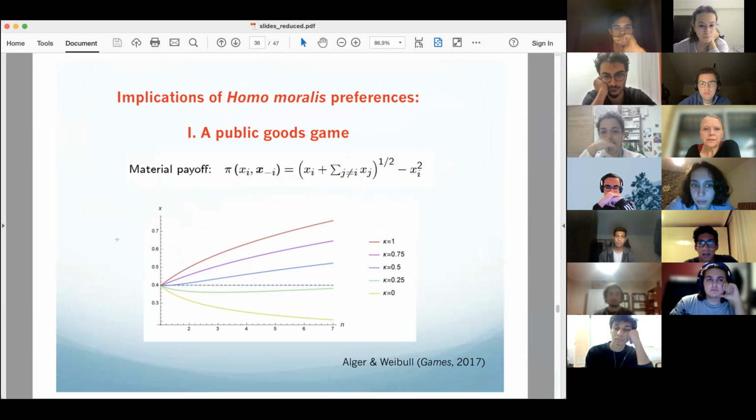One thing we look at is the public goods game. Here it turns out that homo moralis and altruistic preferences have the exact same behavioral implications, so the equilibrium contributions are the same. We see that for homo economicus, the contribution is declining in the size of the group, but for high levels of morality, the equilibrium contributions are increasing in the size of the group. So there's no difference here. Homo moralis act as if they were caring about the other individual.